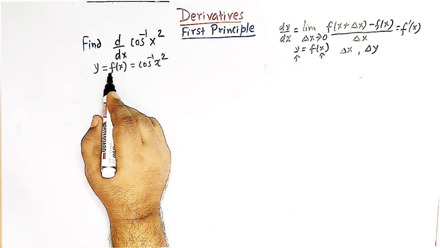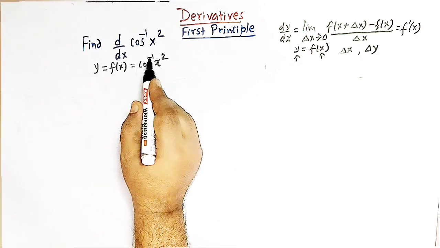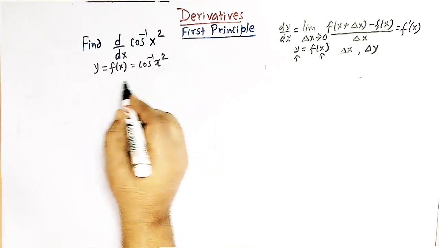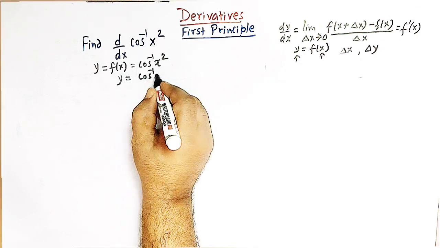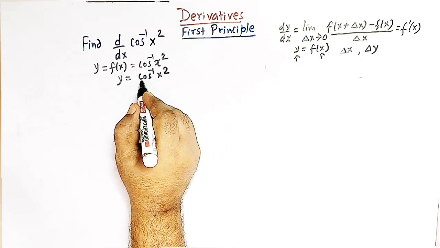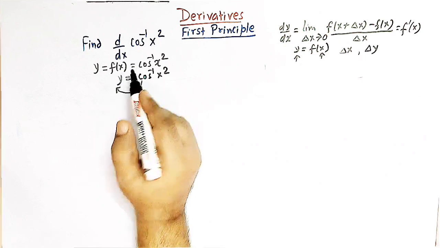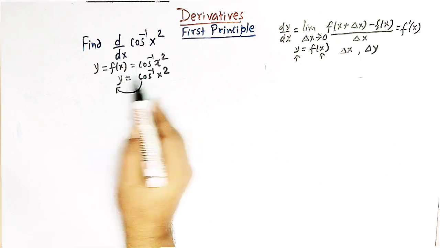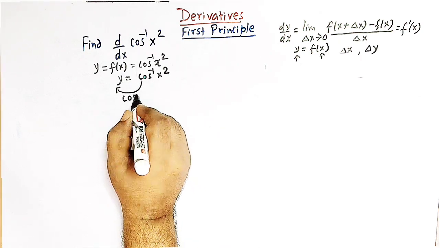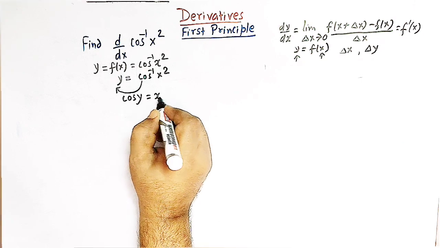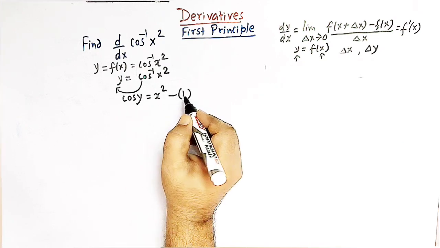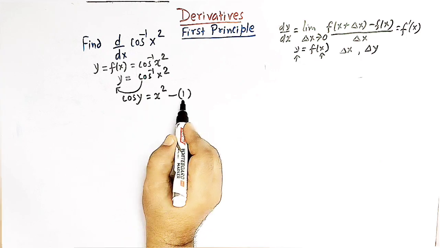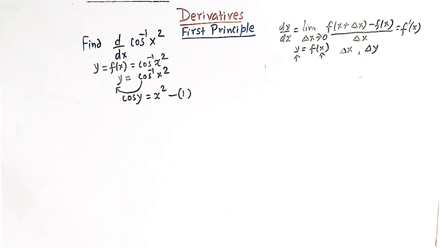So we have y is equal to f of x is equal to cos inverse x square. So we can now write y is equal to cos inverse x square. So now we can take this cos inverse to the left hand side. So we can now write cos of y is equal to x square. So let us take this equation as equation number 1.